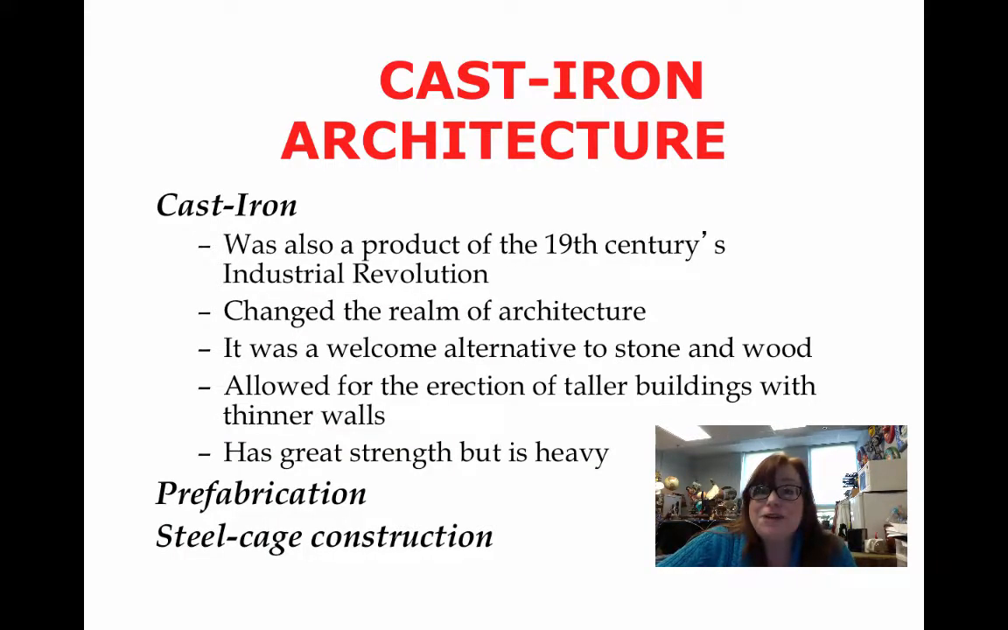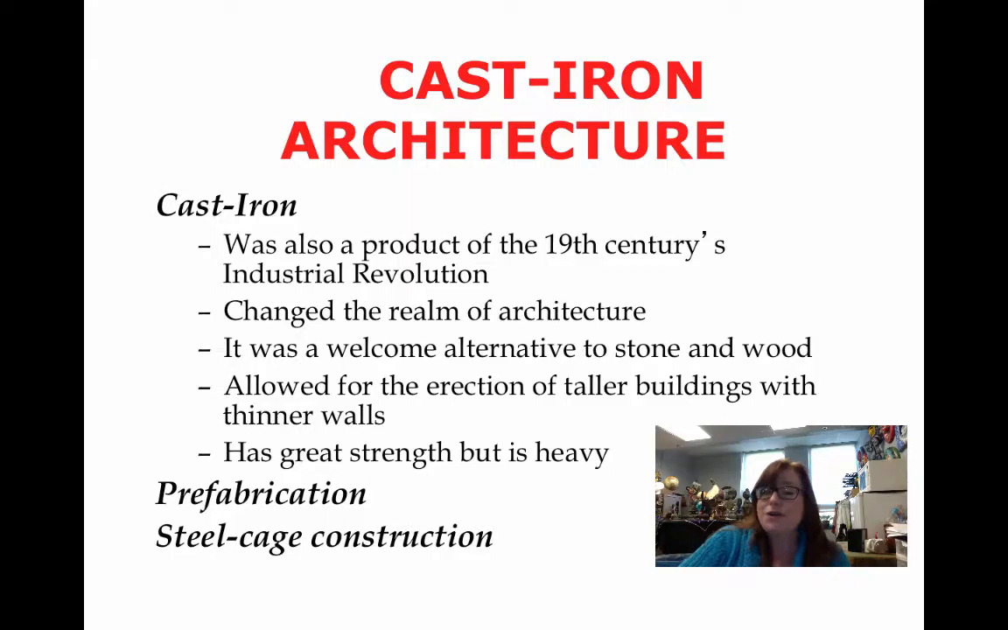Okay, the next thing we're going to look at is cast iron architecture, which is also a product of the 19th century's Industrial Revolution, and it also changed the realm of architecture, and we'll see why in a moment. It was a welcome alternative to stone and wood. It also allowed for the erection of taller buildings with thinner walls. It has great strength, but it's very heavy.